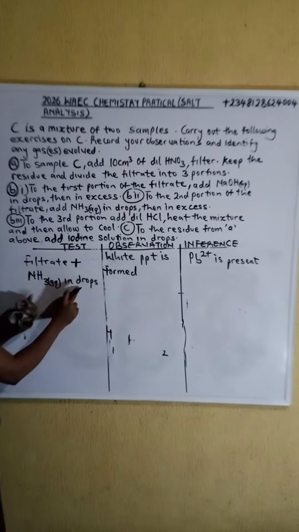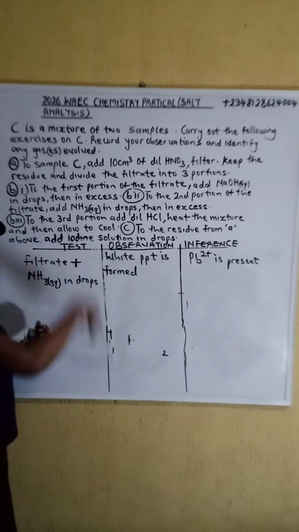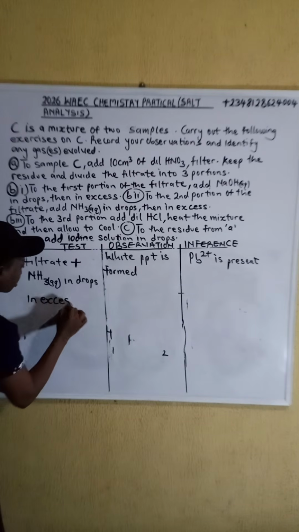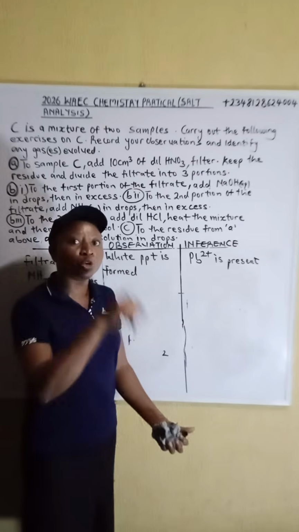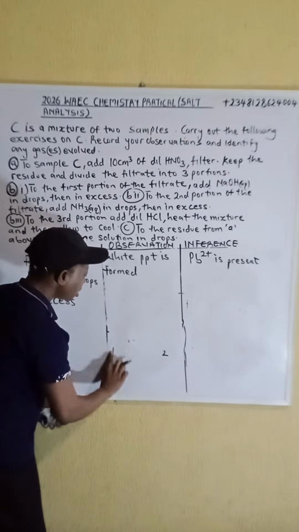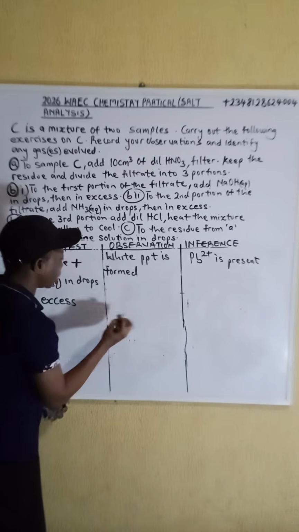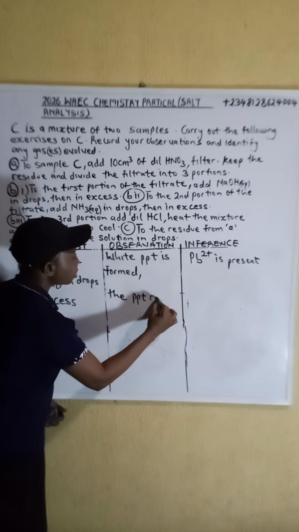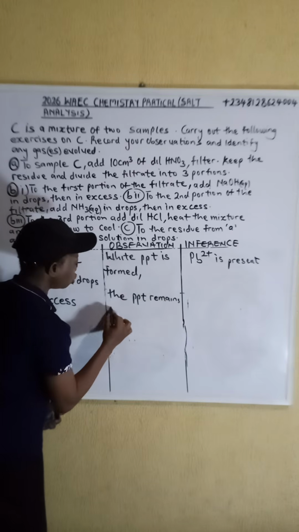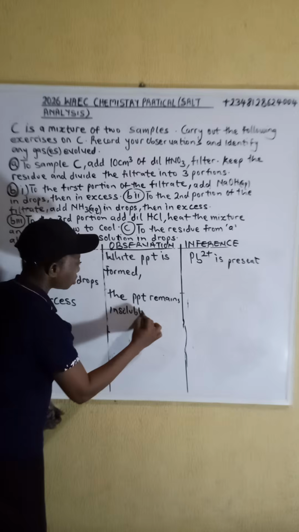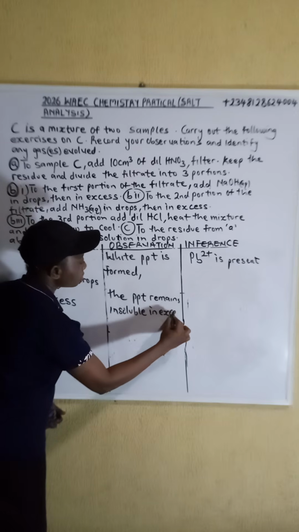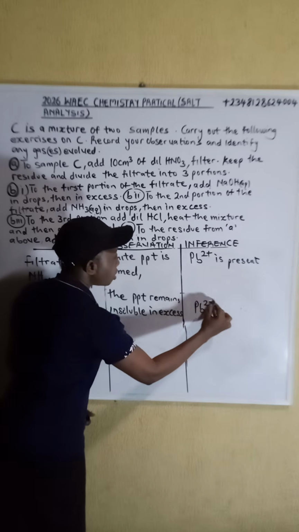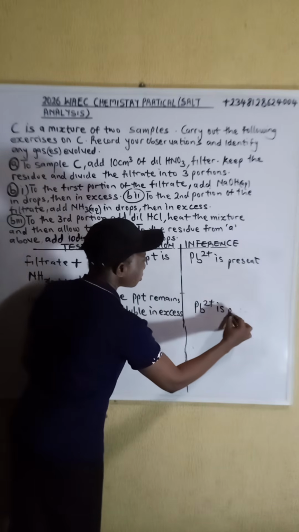Then in drops and in excess. You add in drops, then you add in excess. So what is going to happen in excess? The precipitate will remain insoluble in excess. So the precipitate remains insoluble in excess, which confirms the presence of lead ion. Lead ion is present.